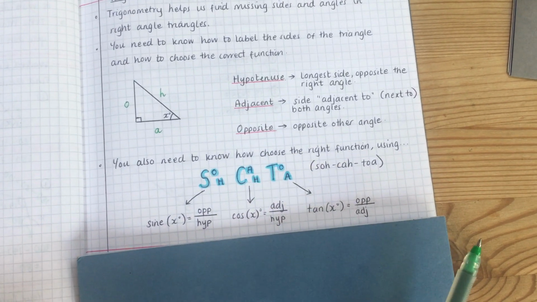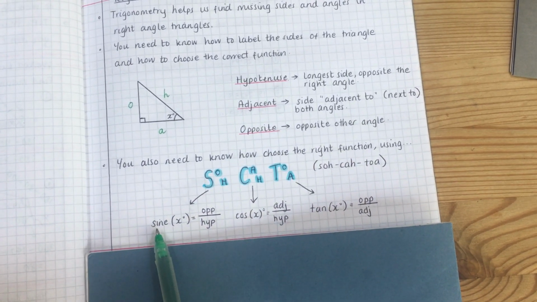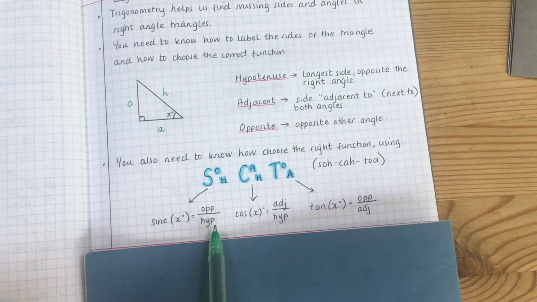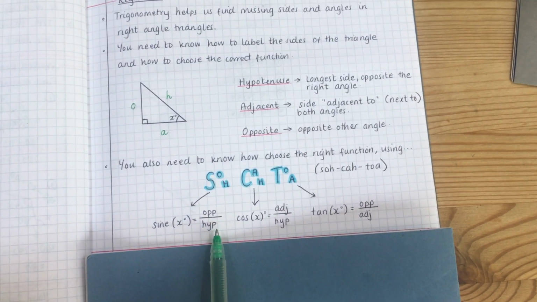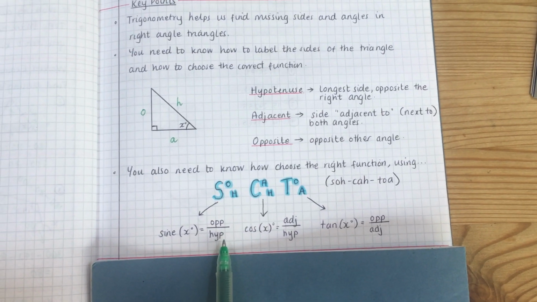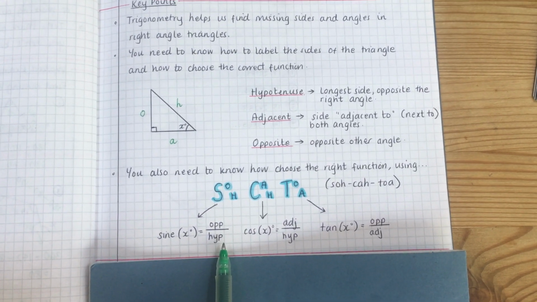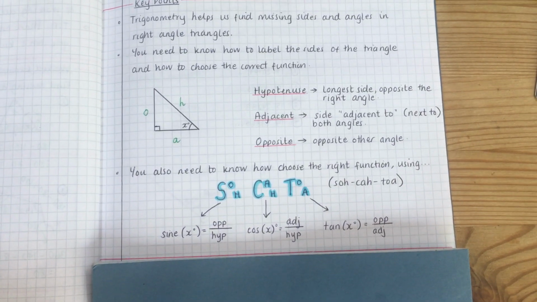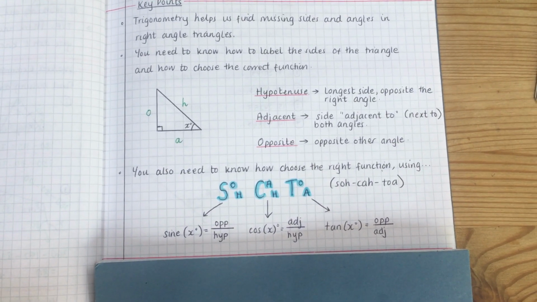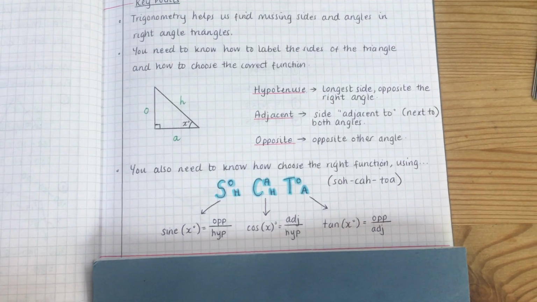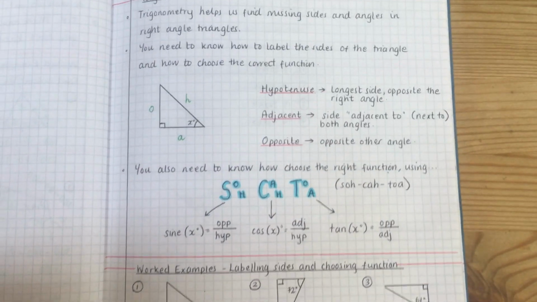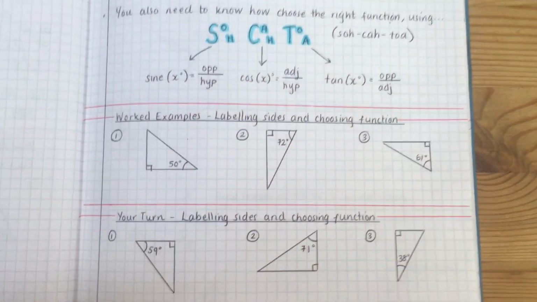Now you always write it in this format where it goes function, angle equals fraction. Function, angle equals fraction, okay? Now make sure you've got all that written down, because if you don't know these things, then you're going to struggle to use this to find the missing angles and sides. So we're going to start by practicing labelling the sides and choosing the correct function. We're just going to look at a couple of questions together, and then you should pause the video and try a couple on your own.